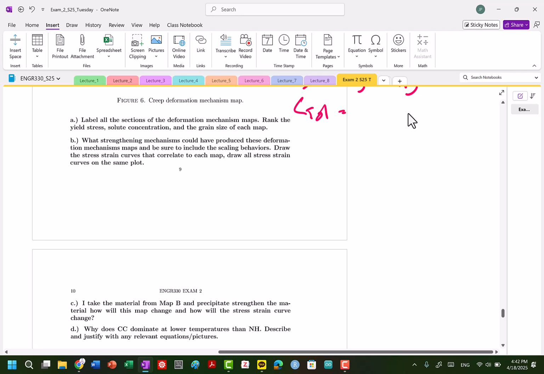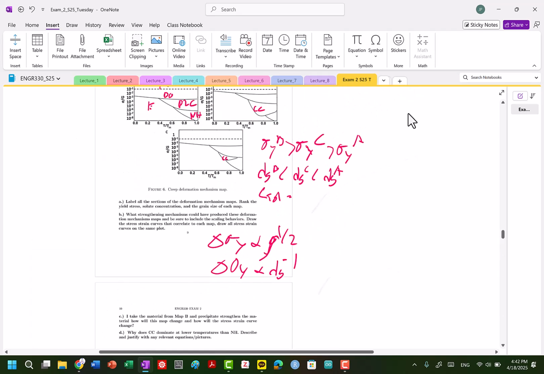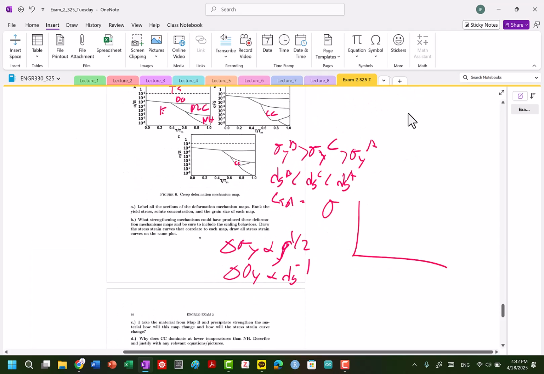What strengthening mechanism is going to produce the maps? So work hardening, so change of yield stress scales with dislocation density rho to the 1/2 power. Could be grain size strengthening, so dg to the -1. Stress strain curves. So we know same Young's moduli. One looks like this, one is going to look like this, one's going to look like this. And that's going to be B, C, A.